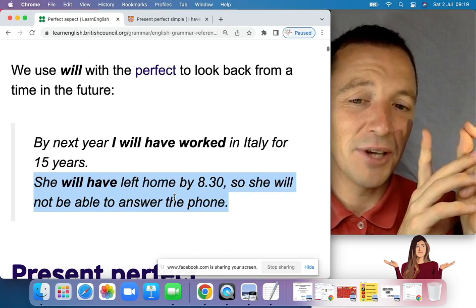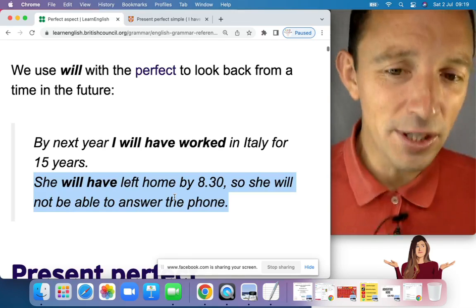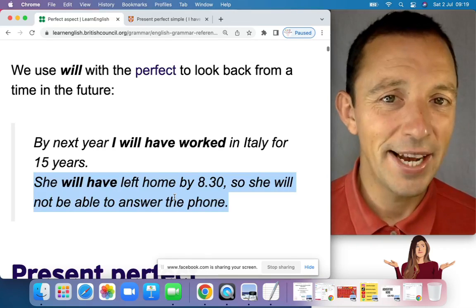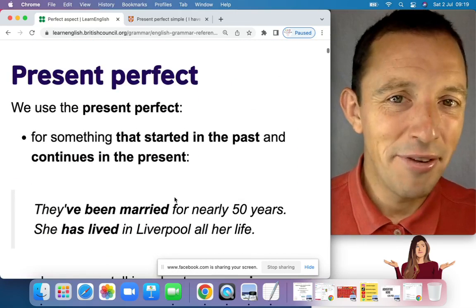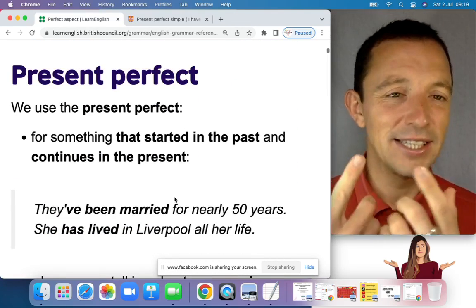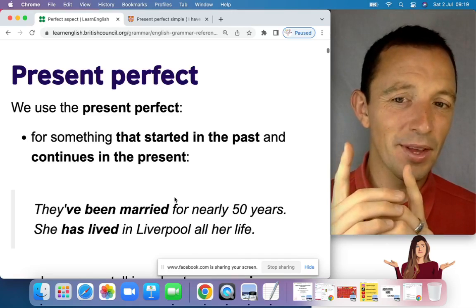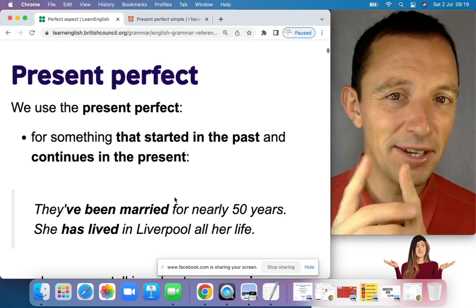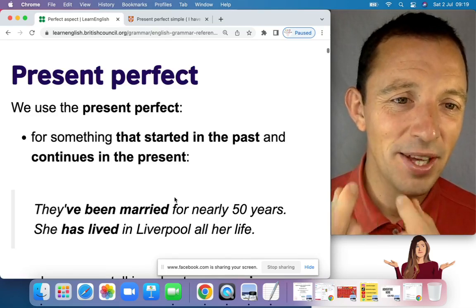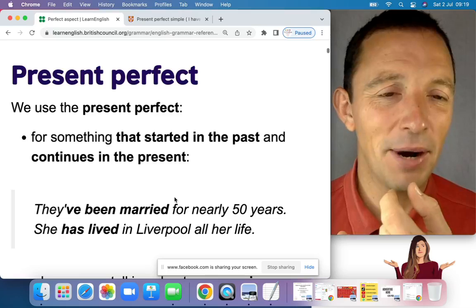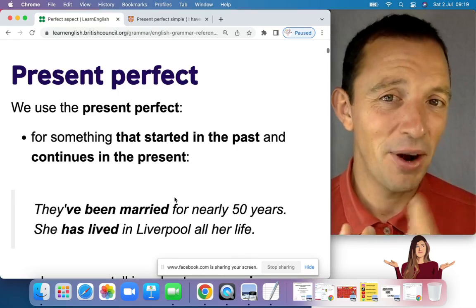She will have left home by that time. Very advanced, very important, very fluent English, and very good quality. So let's specifically look now at the present perfect. You remember the present perfect is looking back from the present perspective, looking back to the past. The construction is the subject, the auxiliary have, and the participle. And this is the way to create the present perfect.